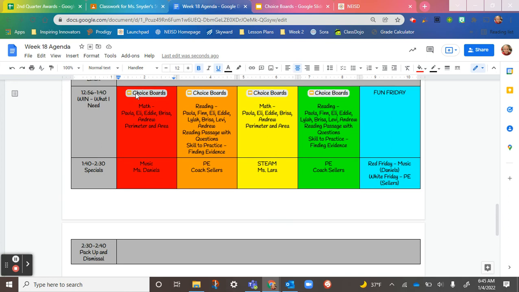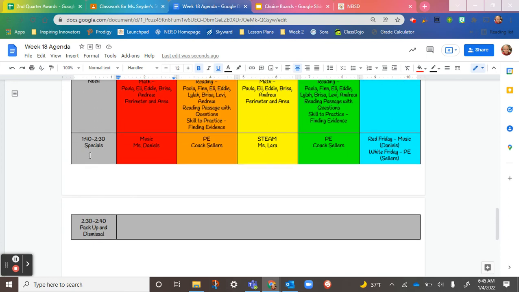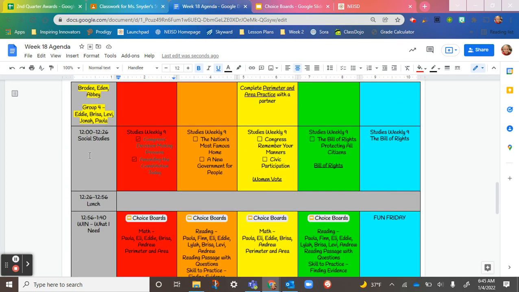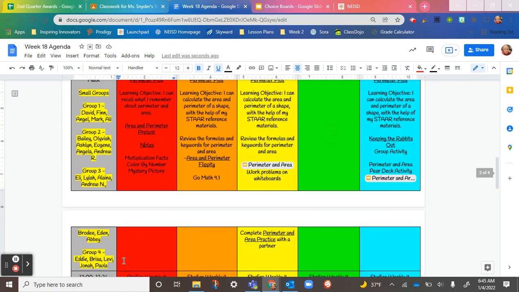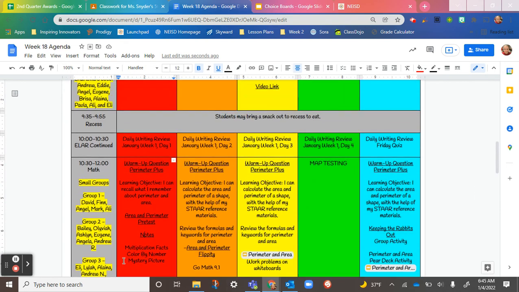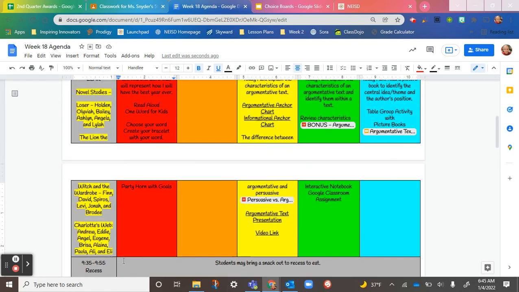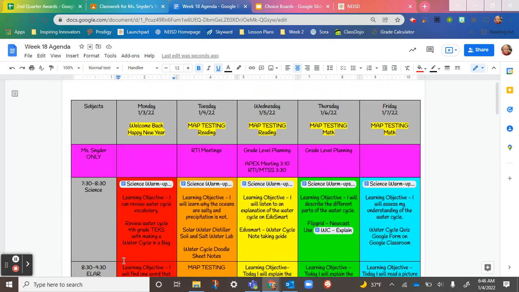Then for the remainder of the day, we finished working on our choice boards for that, and then I pulled a small group to go over some more area and perimeter type problems, and that was our Monday.